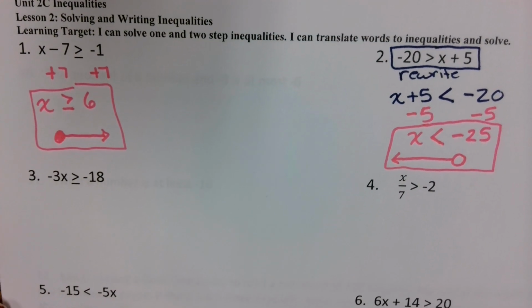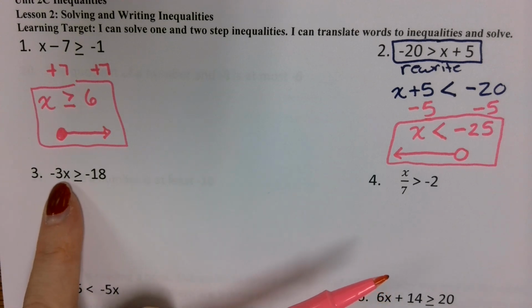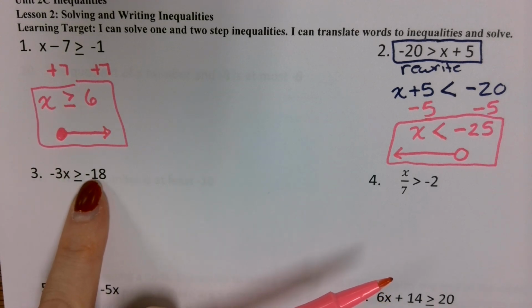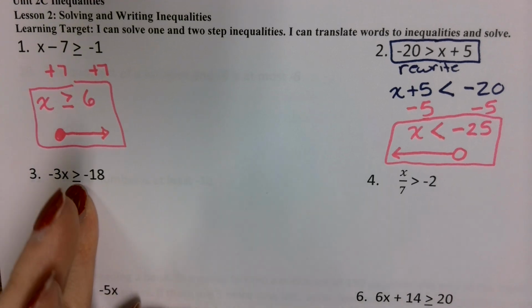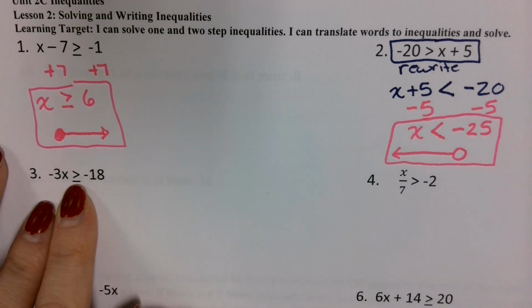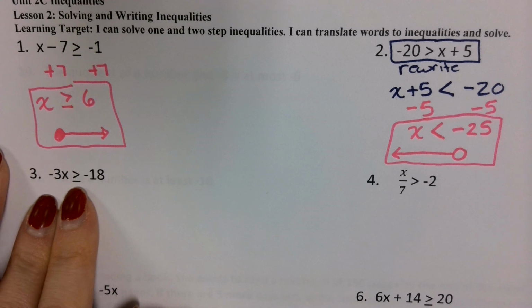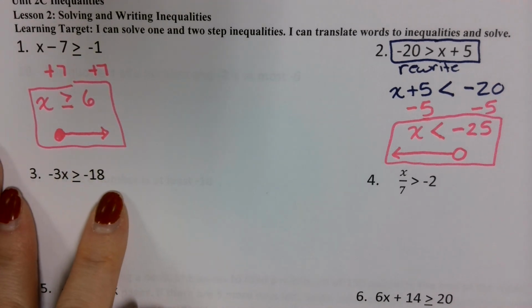Okay, let's take a look at problem number 3. We have negative 3x is greater than or equal to negative 18. Do I need to do a rewrite? Yes or no? Here's my inequality. Is the variable on the left side? Yes. Do I need to rewrite then? No. If it's on the left side, you do not need to rewrite. You want the variable on the left, not on the right. So we don't need to do a rewrite yet.